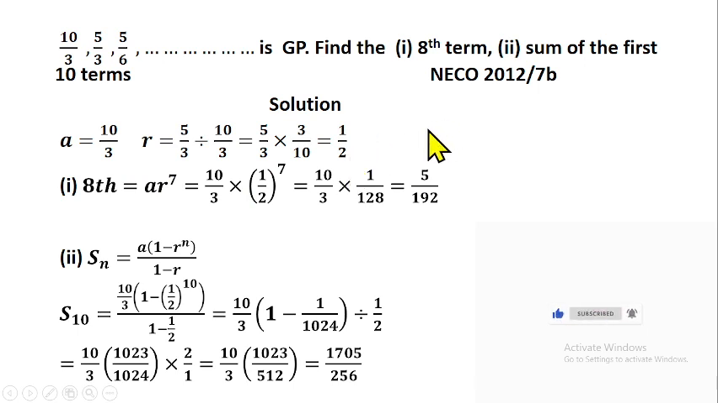Our R is less than 1 because half is 0.5. So that means our R is less than 1. So we are going to use this formula: sum of n terms equals A into 1 minus R raised to power n over 1 minus R.